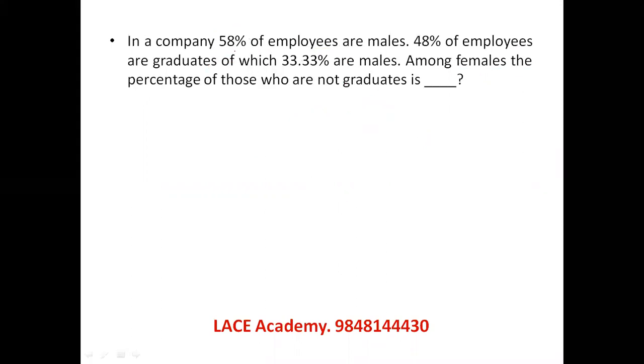In a company, 58% of employees are males. Okay, 58% are males, 42% are females. No problem. 48% of the employees are graduates. Graduates are 48%, of which 33.33%, which is 1 by 3, are males. So in this 1 by 3, 16% are males. So the remaining 32% should be female.